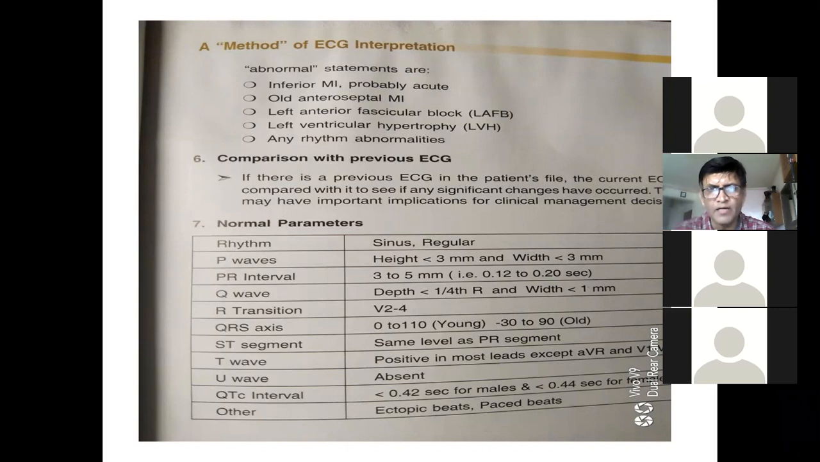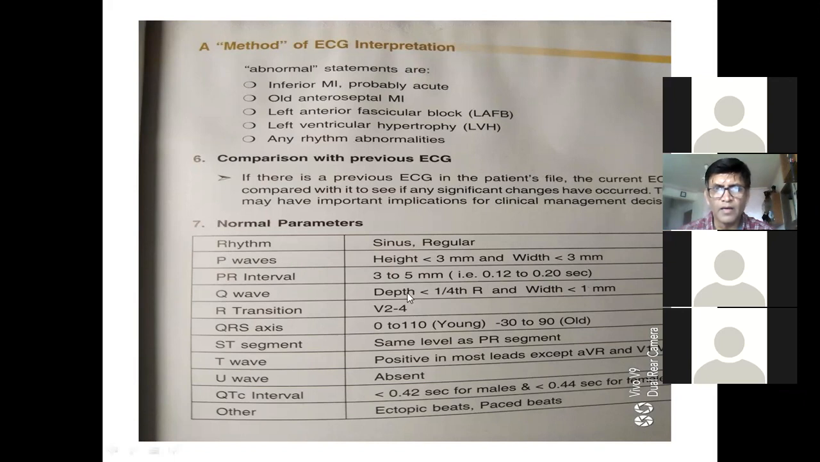The PR interval should be between 3 to 5 millimeters. If it is more than 5 millimeters, it is prolonged. If it is less than 3 millimeters, it is fast. The depth of the Q wave should be one-fourth of the R wave. Suppose the R wave is around 4 squares, then the Q wave should not be more than 1 millimeter. Is it clear?